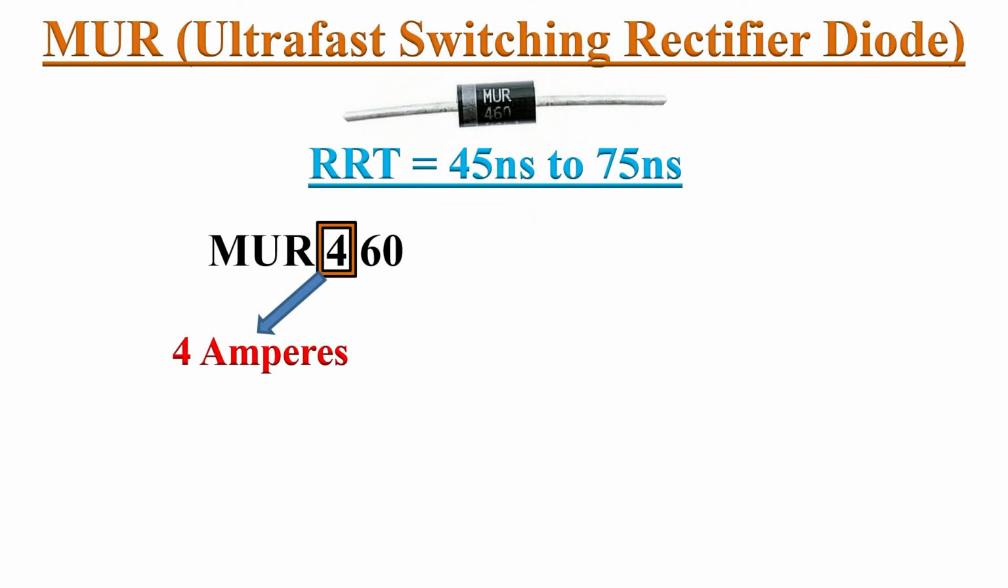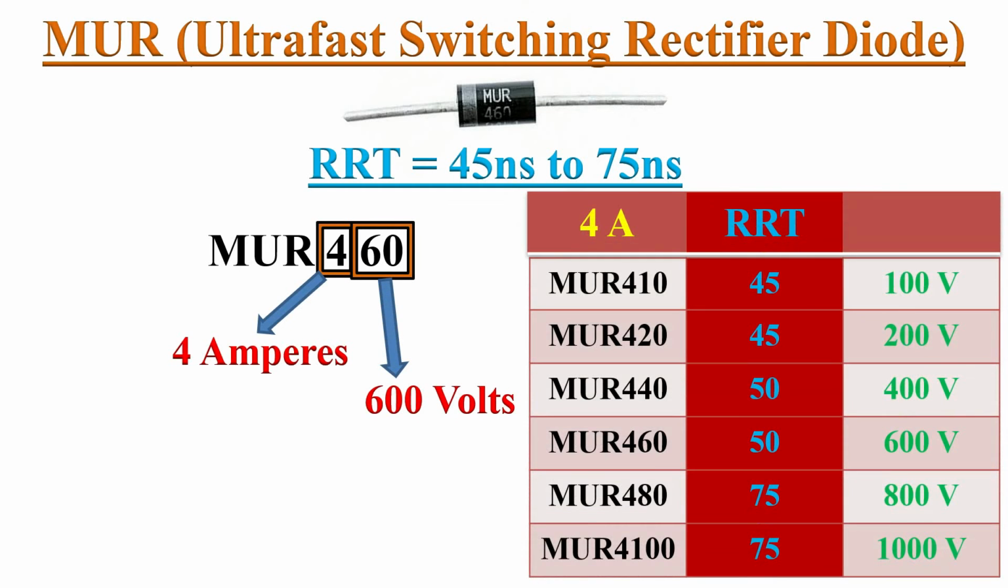Next one, ultra fast switching rectifier diode. Its reverse recovery time is between 45 nanoseconds and 75 nanoseconds. The first numeric digit indicates its current rating, while the next two numeric digits, 60, indicate its voltage rating in multiples of 10, that is 600 volts. MUR diodes' voltage rating and reverse recovery time are listed in this table.